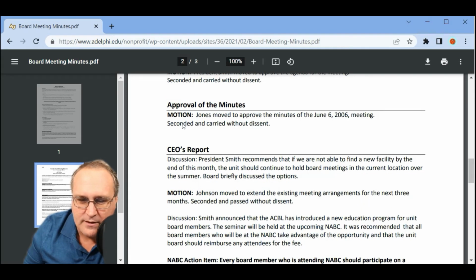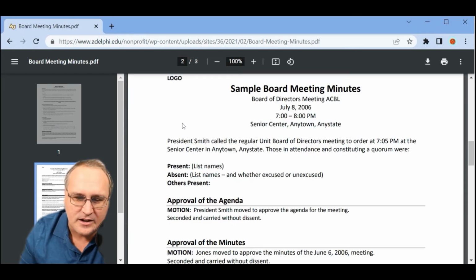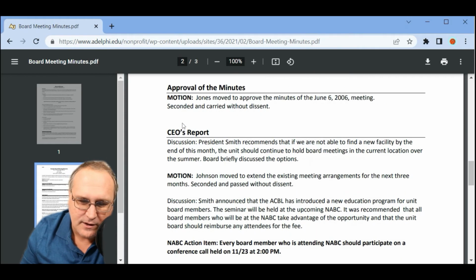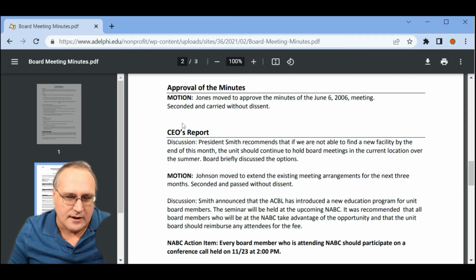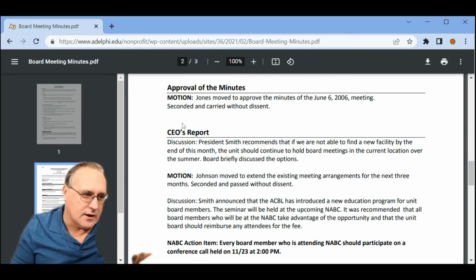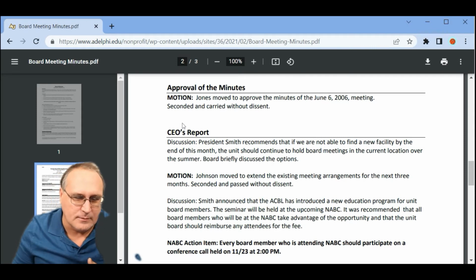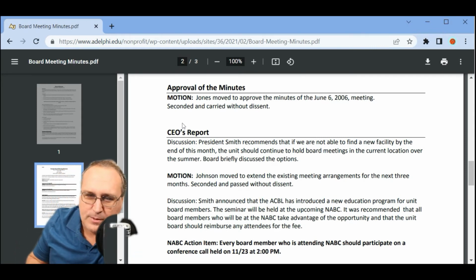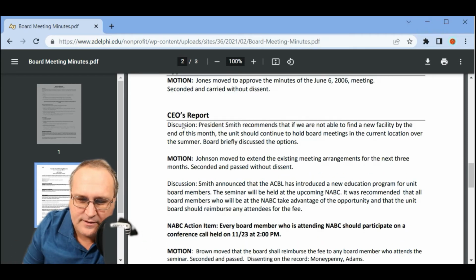Approval of the minutes. They're approving the prior meeting. So you can see this is a July 8, 2006 meeting, and they're approving the minutes of the June 6 meeting. So it's not uncommon that a lot of times board members, after the last meeting, the minutes go out, usually in email form or similar. People look at the minutes and then you approve them as being a record of the company the next time.